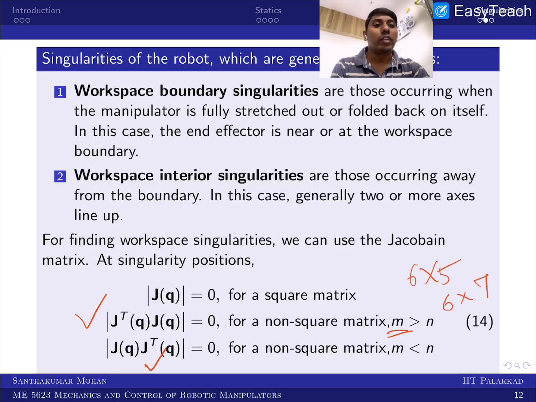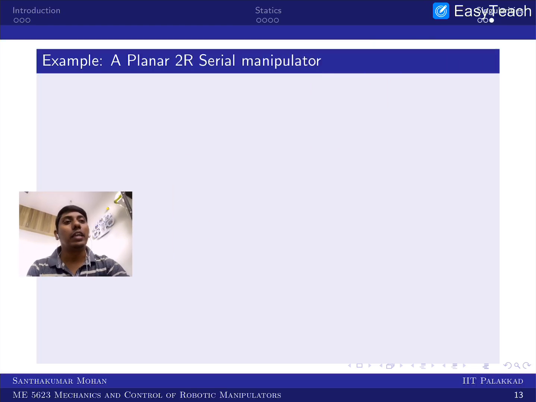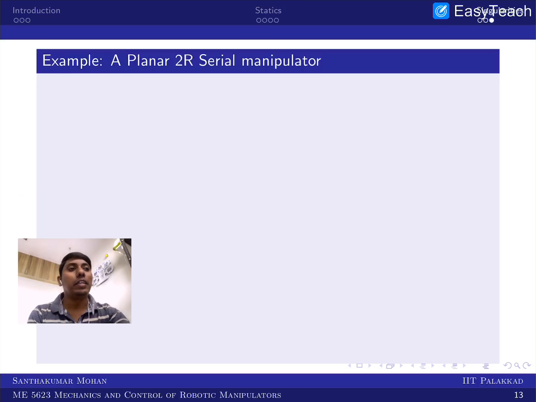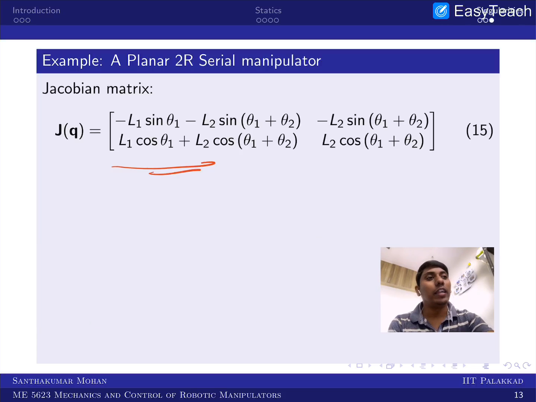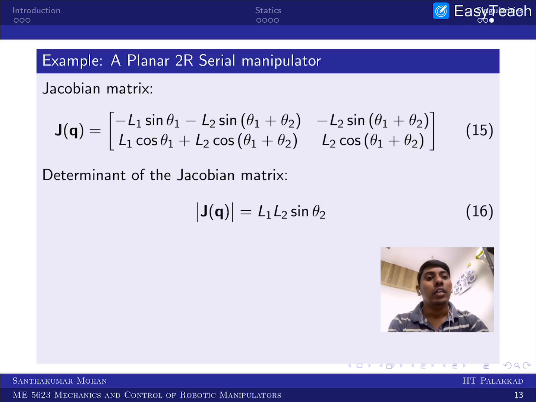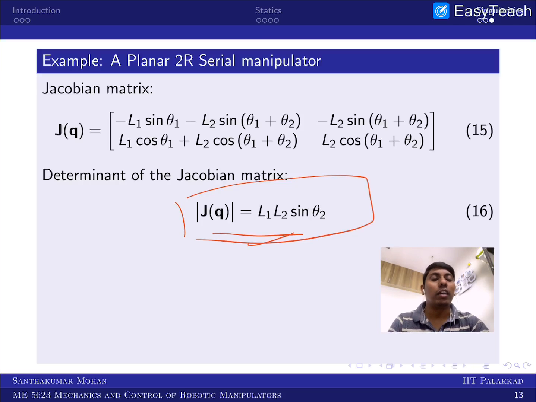And all of this is what we are discussing for the serial manipulator, which is our interest. Now, for example, I have taken the 2R serial manipulator, and this is the Jacobian matrix, and I already showed the Jacobian inverse also. If you take the determinant equal to 0, this is what is retained. And if that is equal to 0, L1 and L2 are not 0, so sine theta 2 is 0.